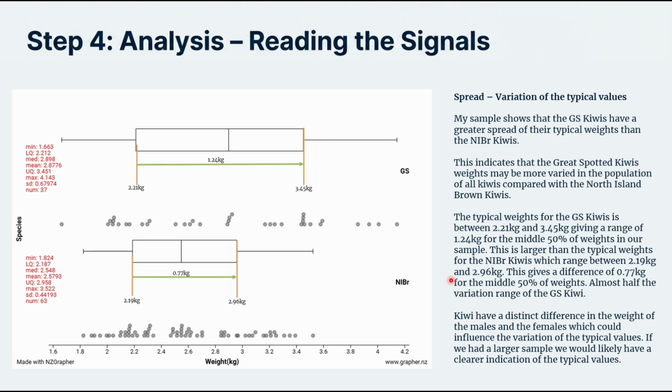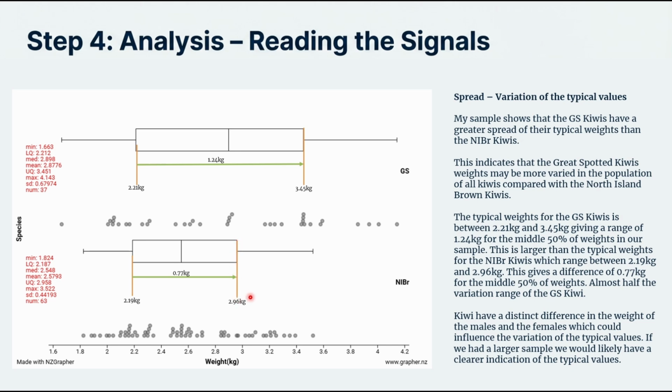We can then introduce our values where we're looking at the interquartile range or the middle 50% of the data. So we take the upper value, the upper quartile, and subtract the lower quartile, which gives us a difference in terms of the great spotted kiwi of 1.24 kilos for the middle 50% of our sample, our interquartile range.